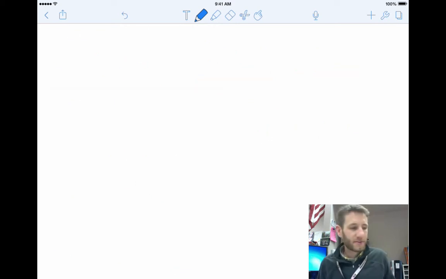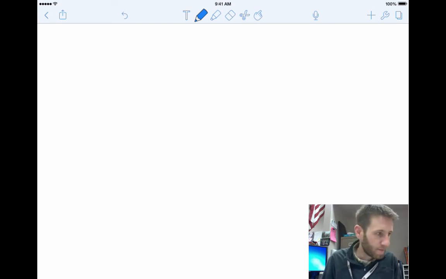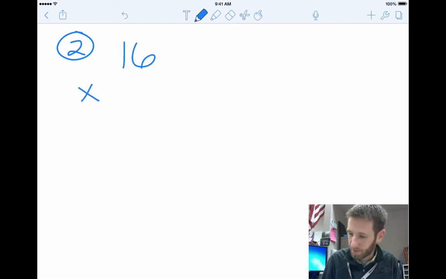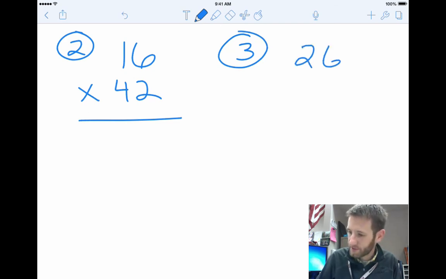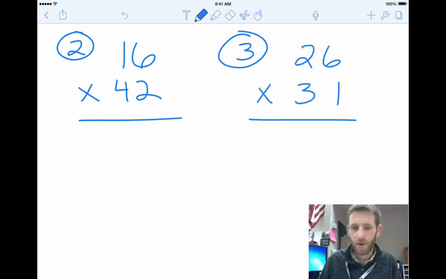So, to cap this all off, folks, what I want to do is give you 2 practice problems to solve on the back side of your organizer. Okay. The first 2 problems should be on the front of your organizer, and these 2 will be on the back. All right. So, practice problem 2 will be 16 multiplied by 42, and the third problem will be 26 multiplied by 31.